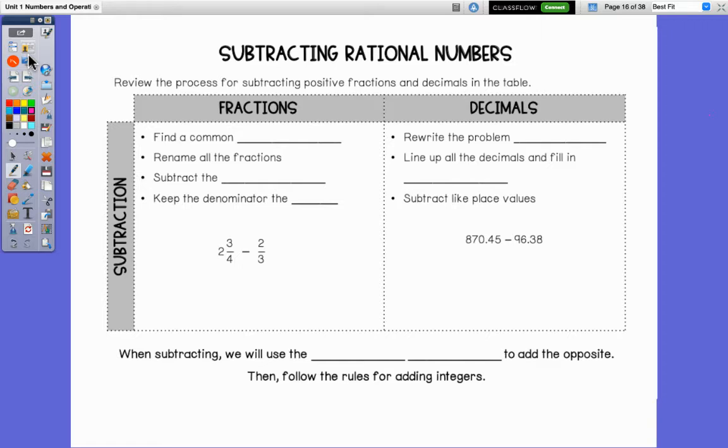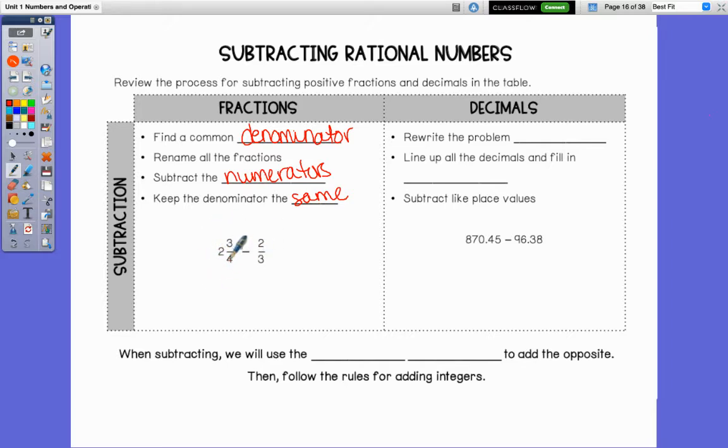We're going to start on fractions. First thing we're going to do is find a common denominator. We're going to rename all of our fractions, subtract our numerators, and keep our denominators the same. Guys, it's the same thing we did yesterday, except we're subtracting. So this one, we're going to use that Texas method.